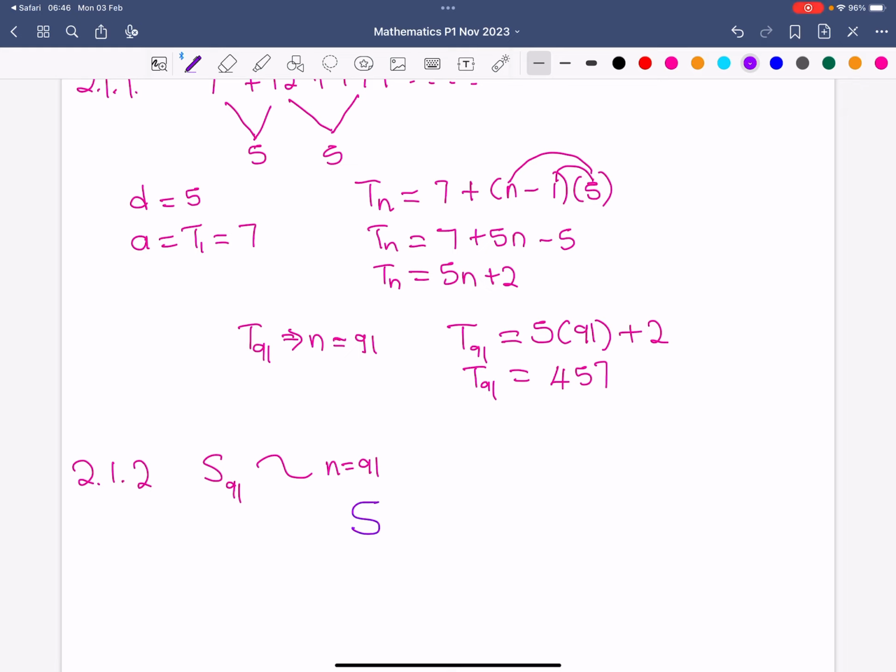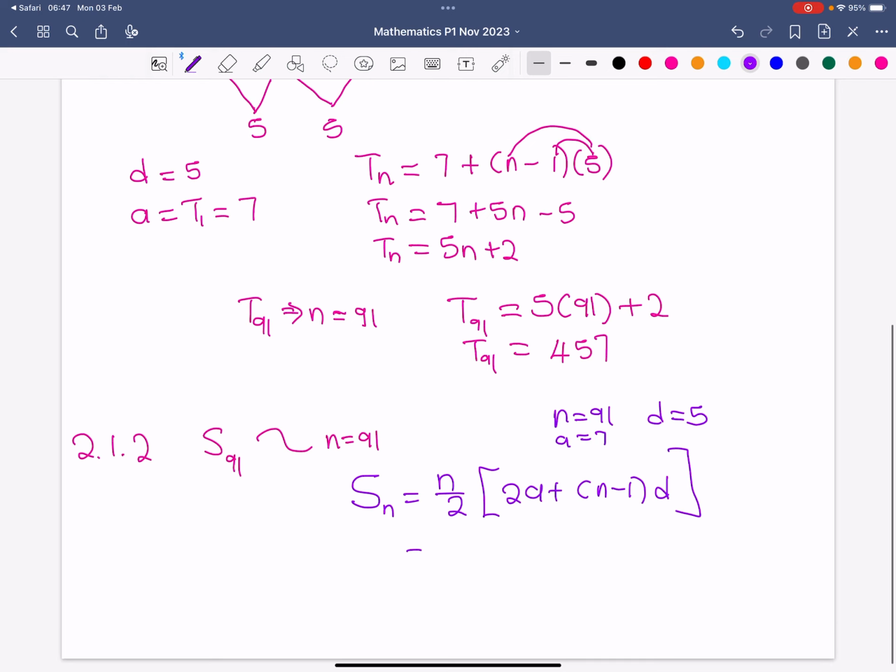So the first formula is Sn equals n over 2, and then in brackets 2a plus (n minus 1) multiplied by d. Right, so you already have the value of n, which is equal to 91. You already have the value of a, which is equal to 7. You already have the value of d, which is equal to 5. Right, so come back here. S of 91 is equal to, what's our n? It's 91, because we want the sum of the first 91 terms, right? And then 2, what is our a?